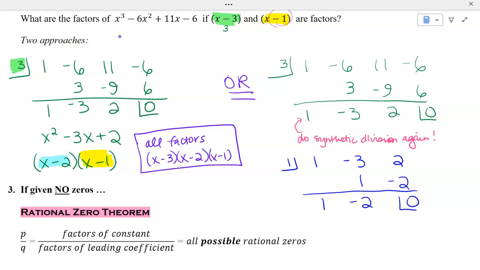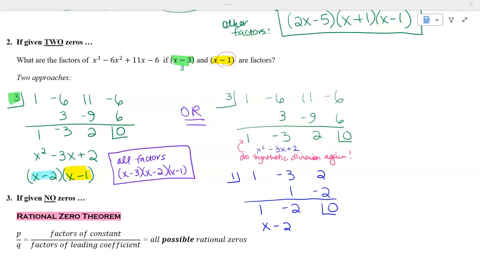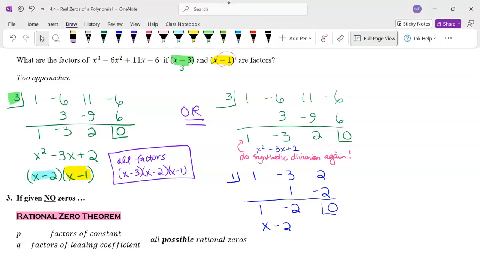Now, I want you to recognize that when I did synthetic division right here, I had x squared minus 3x plus 2, because I started with the cubic and did synthetic division one time, so I have a power of 2. Now, when I have this quadratic and I do synthetic division one more time, the x variables associated with these coefficients are going to decrease by 1. So this ends up being x minus 2. So now I found my additional factor.